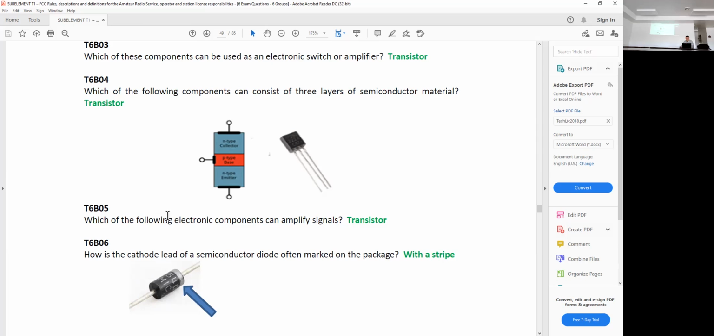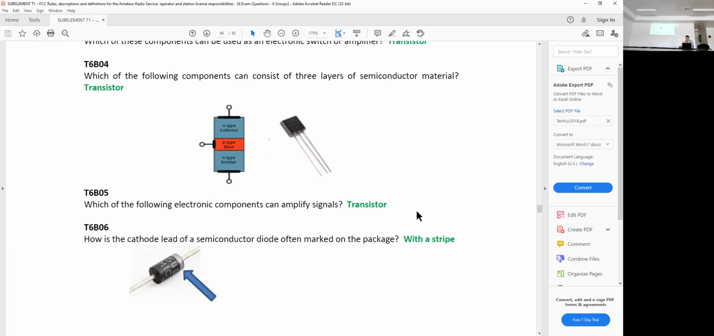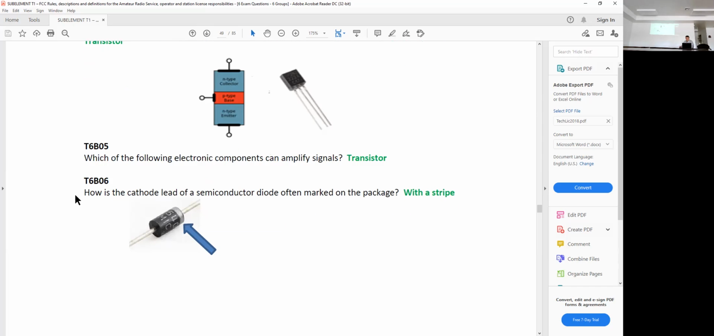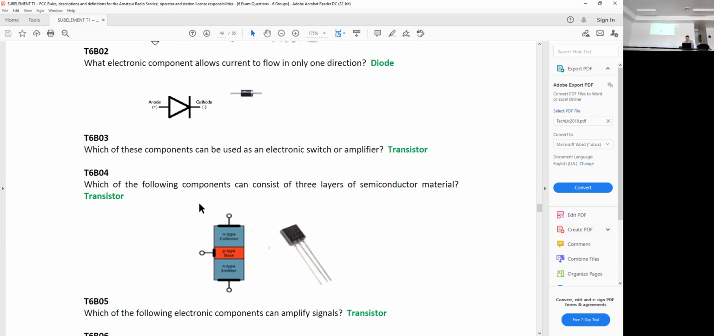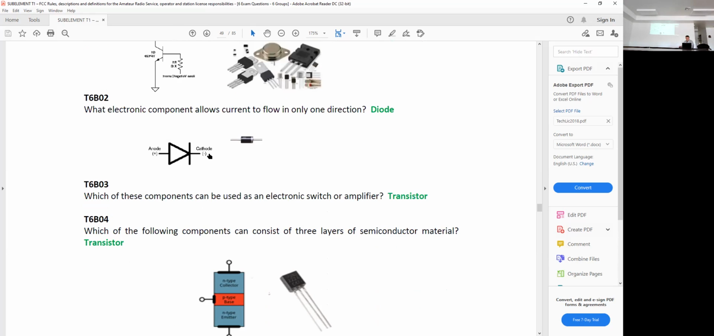Which of the following electronic components can amplify signals? And that's the transistor. How is the cathode lead of a semiconductor diode often marked on the package? And that's the little stripe. And if you look back up at the symbol up here, notice the cathode is minus and the anode is plus. I always have trouble remembering that, but the stripe looks most like a minus sign.